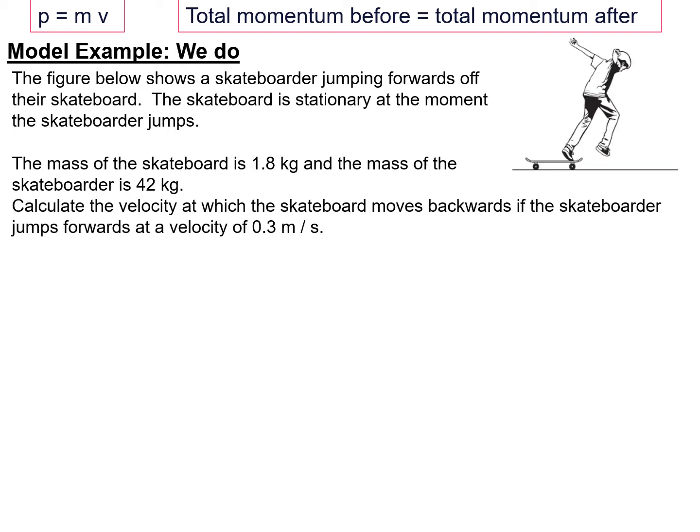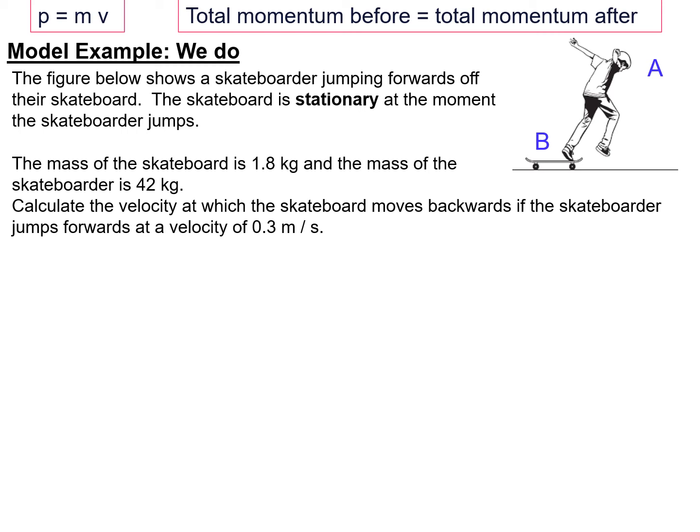Let's now have a look at an example together. The figure shows a skateboarder jumping forwards off their skateboard. The skateboard is stationary at the moment the skateboarder jumps. The mass of the skateboard is 1.8 kilograms and the mass of the skateboarder is 42 kilograms. Calculate the velocity at which the skateboard moves backwards if the skateboarder jumps forward at a velocity of 0.3 meters per second. In this, we are going to call the skateboard B and the skateboarder A.